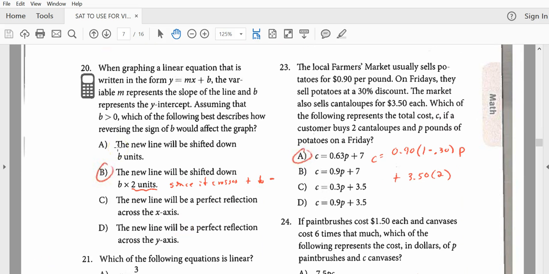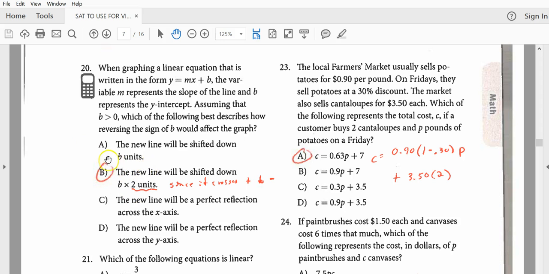For this one, we have when graphing a linear equation y equals mx plus b, our slope-intercept form. Going through the vocab, assuming b is greater than 0, so it's positive. Reversing the sign of b, changing it from a positive to a negative, what's going to happen? Let's say we had a b of 2, so we're 2 above the line. Now, if we make it negative 2, we're going all the way down to negative 2. So if we think about the distance of that, it's going to be down twice as much.